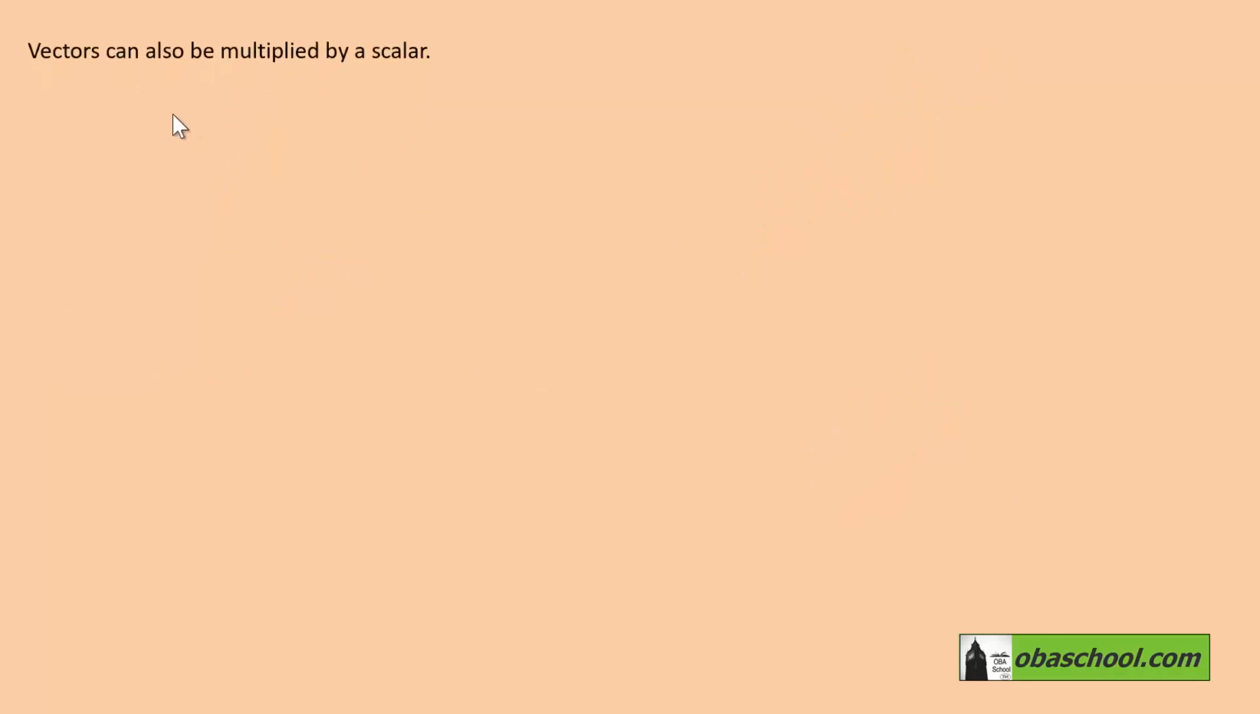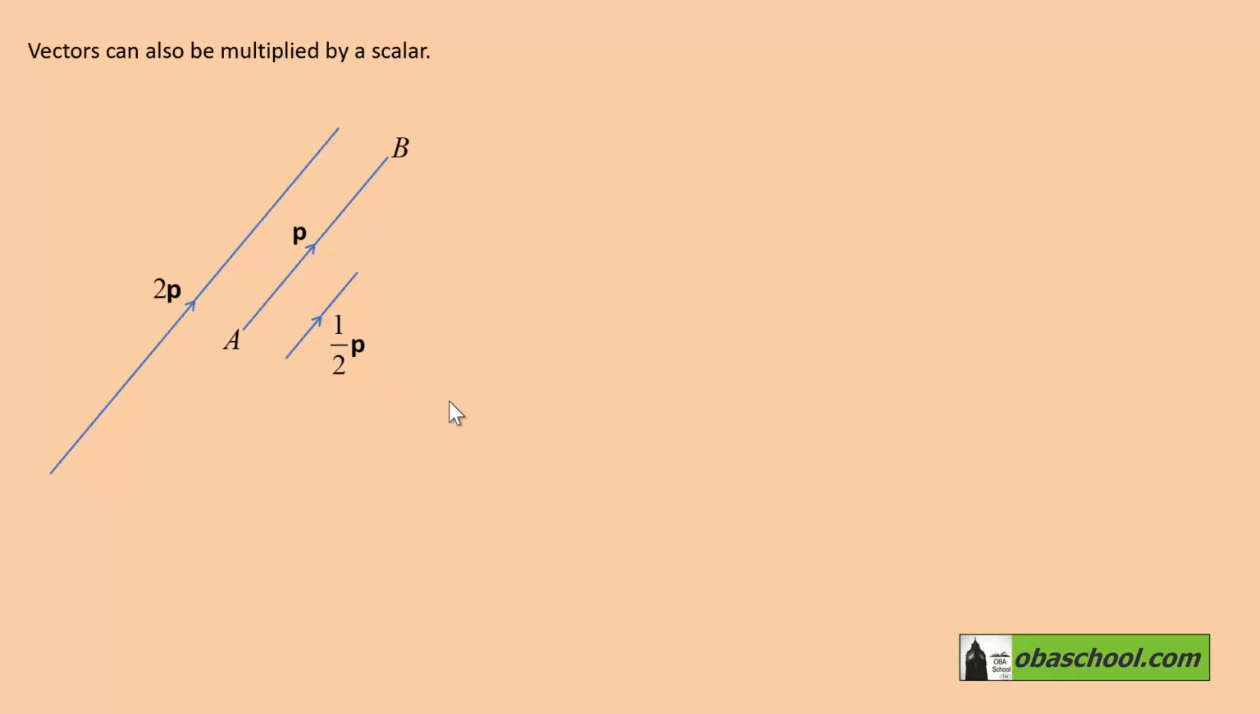Vectors can also be multiplied by a scalar. Remember, a scalar is just a number. So here's AB, and this is a vector that is twice the length, but note, in the same direction. And this is a vector half the length of AB, but in the same direction.